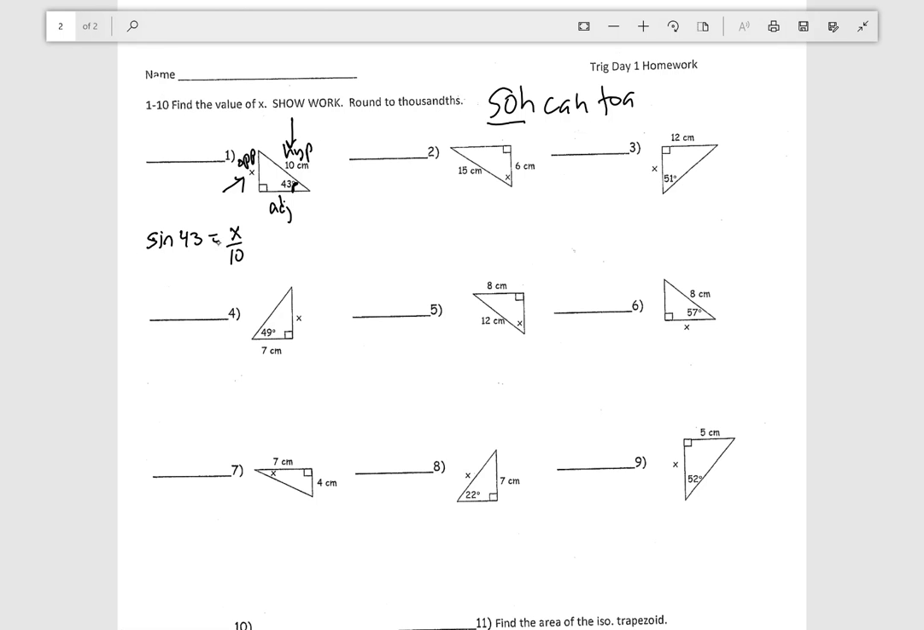Now you haven't solved for this yet. This is like in the previous section. You'd multiply both sides by 10, plug that into the calculator.